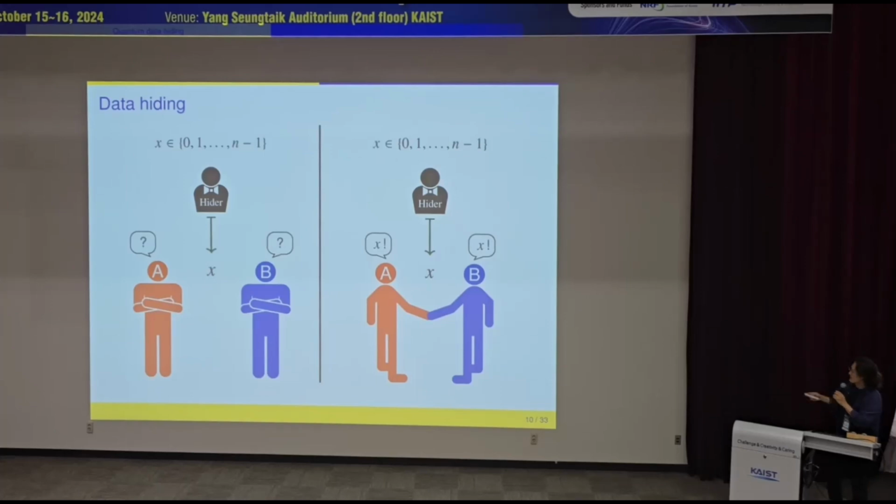Okay? So in the sense that the data is hidden from each of Alice and Bob, and the only way to recover this data is to collaborate. Okay? So the term data hiding makes sense here.